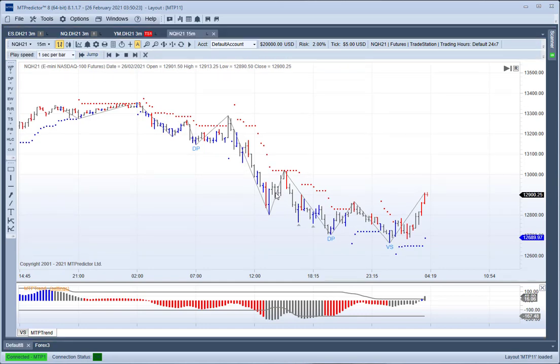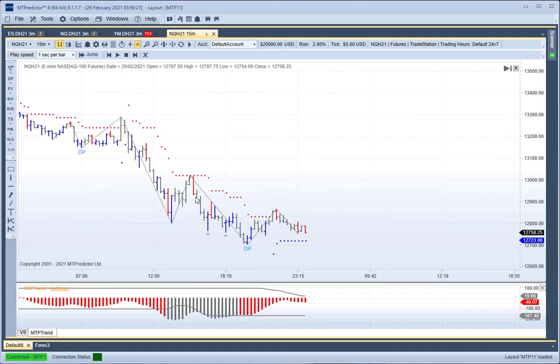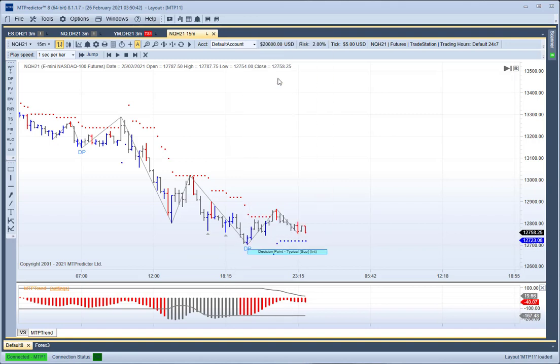So I just want to use our training mode and go back here before this low unfolded. So what we do is we place our DP or our decision points on the chart. Now these are leading indicators. They're on the chart in advance. Let me show you what I mean. As the market's going down here, we'd place a DP off the previous low. So we'd right mouse click here, we'd do a decision point.